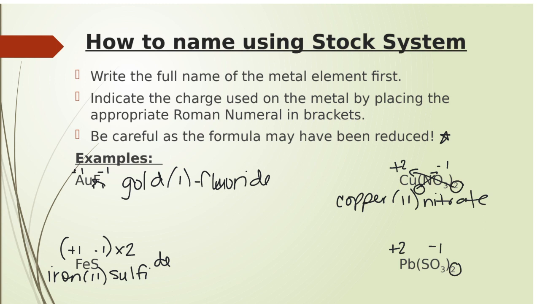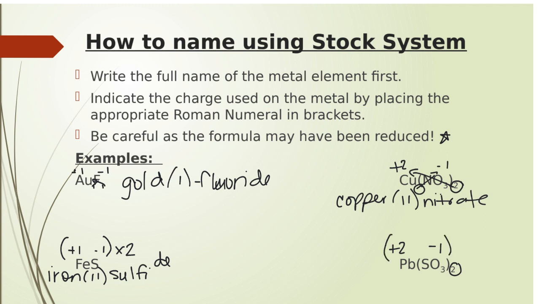And this is why you can't just stop at lead. You have to look at sulfite's charge. And when you look at sulfite on the periodic table, and be careful because there's an SO3 and there's also an SO4. SO3's charge is -2. It's not -1. And so you know this has been reduced because both of those charges don't match what is listed on the periodic table.